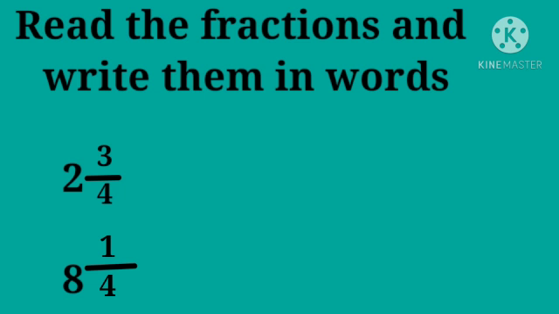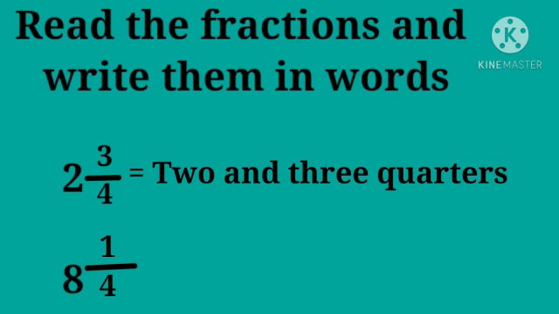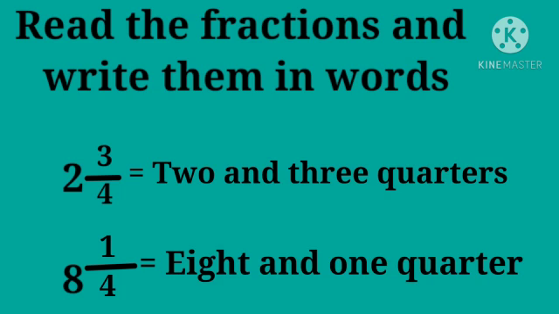Read the fractions and write them in words. First one, 2 and 3/4. So the answer is 2 and 3 quarters. Next one, 8 and 1/4. How to write them in words? 8 and 1 quarter. Now let's see what is next.